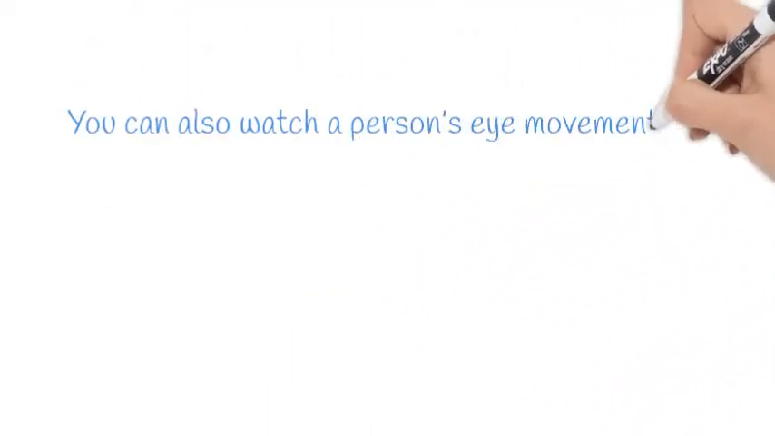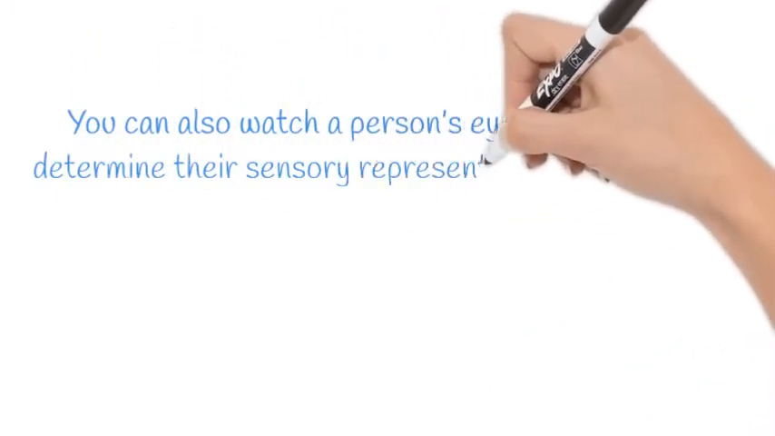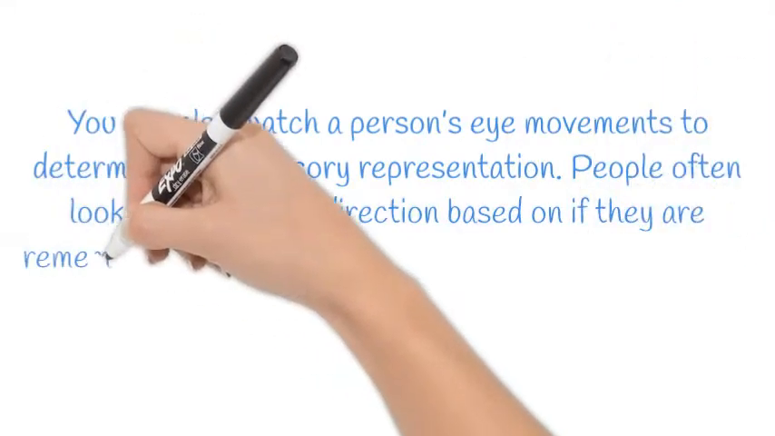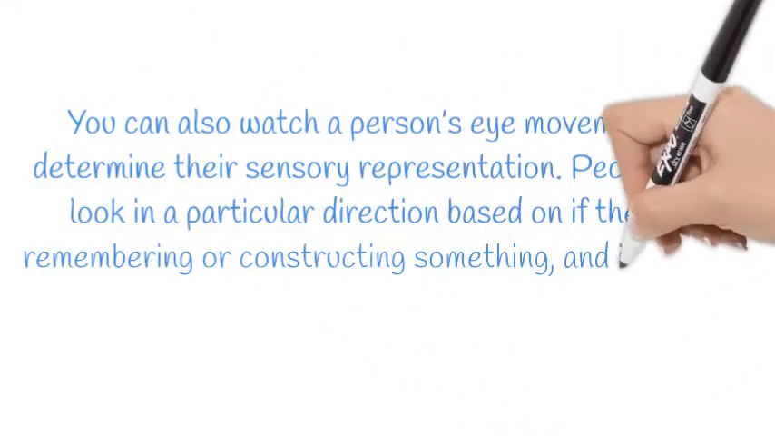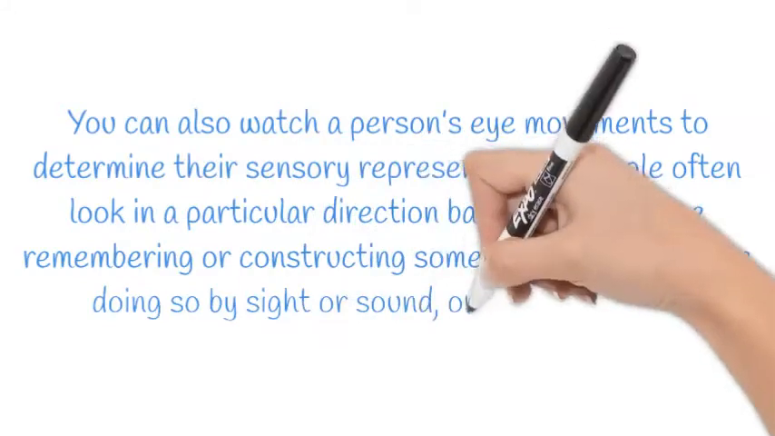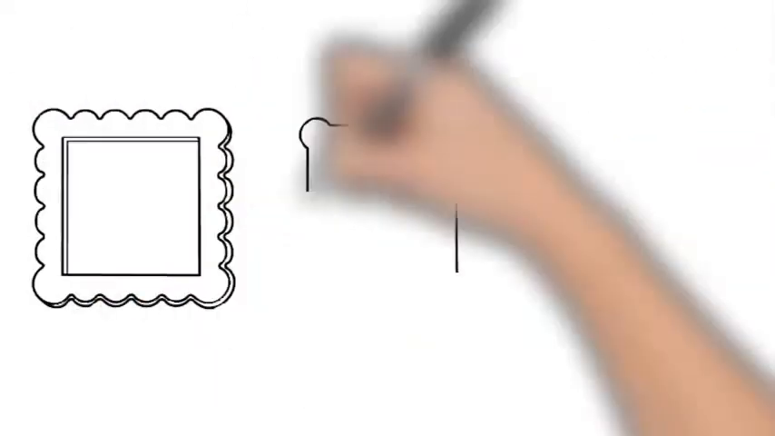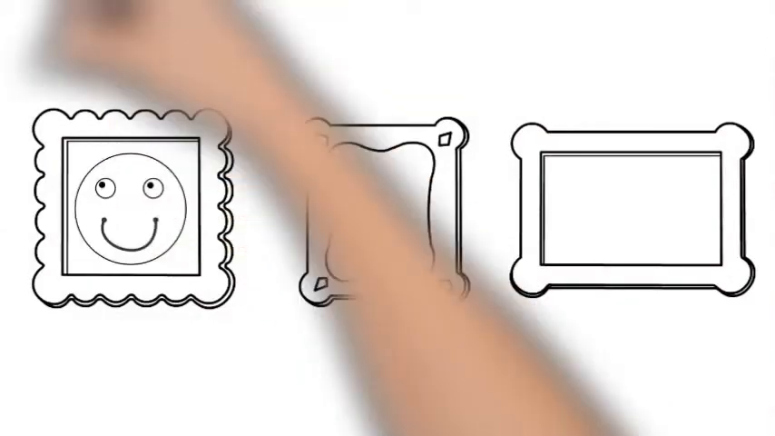You can also watch a person's eye movements to determine their sensory representation. People often look in a particular direction based on if they are remembering or constructing something, and if they are doing so by sight or sound or kinesthetically. For example, let's see which way the person is looking.